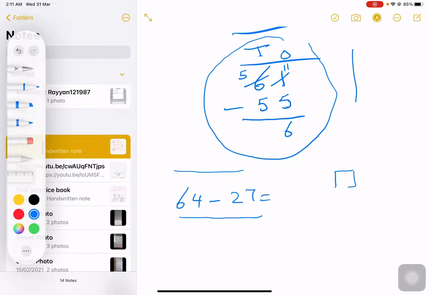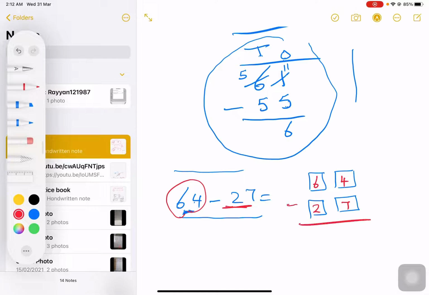They will do squares for you like that. You are going to write the numbers. You will start with the first number. Don't change the order. So I will write here 64. This is the first number. Then I will write under it exactly 27.